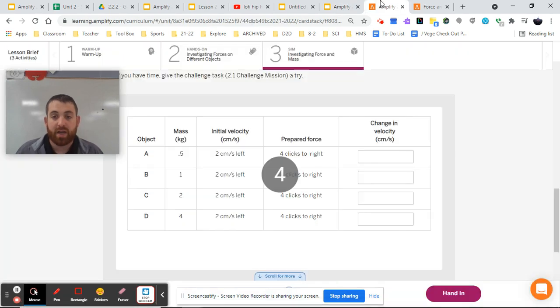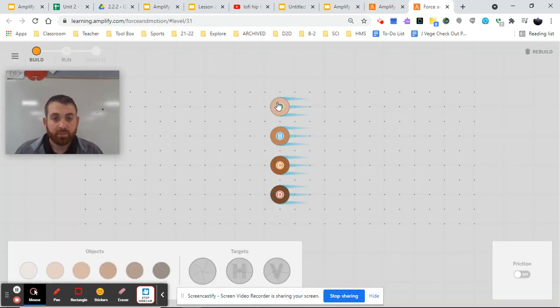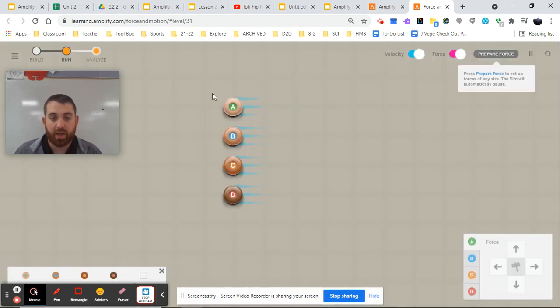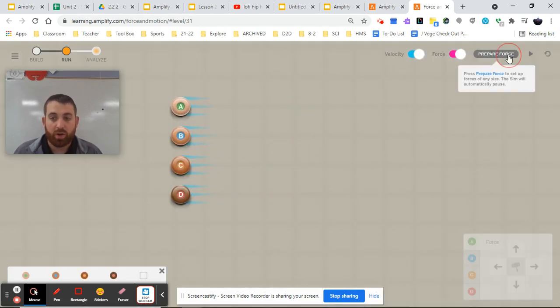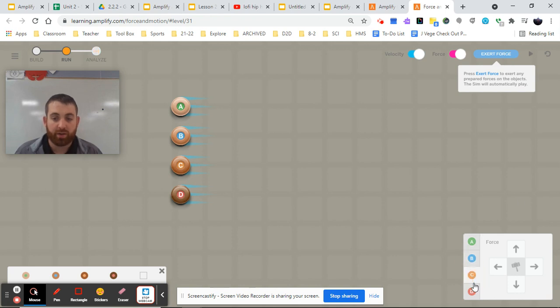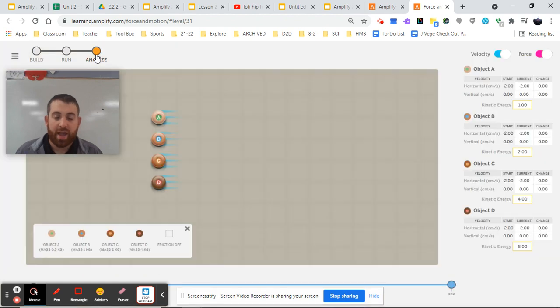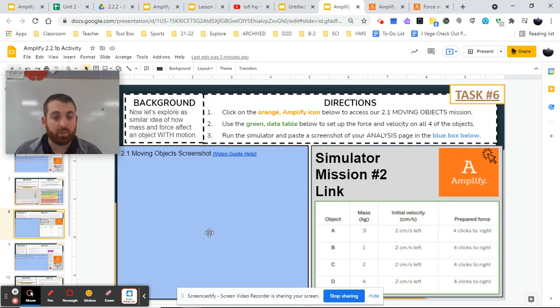And as always, you're going to dive into that simulator. Notice that's their initial velocity. You'll hit the run button, and you'll see they'll start to move. When you hit prepare force, same idea, click through each object and apply those 4 clicks to the right and hit analyze. We'll see that their start value is that 2 centimeters per second left, like we said, and then we need to observe what that change is and screenshot this so we can paste it into our section here.